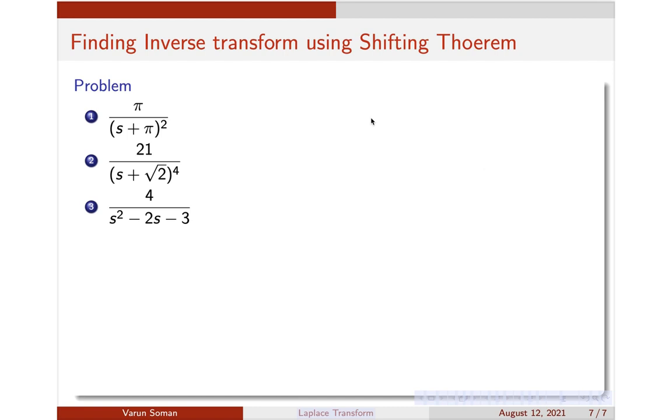Okay, let us do one more question. Suppose I need to find the inverse transform of 4 by s square minus 2s minus 3. One way you already know is that you can factorize the denominator and then use partial fractions. That is one way which you have studied, and that is easier in this case. But I'll try to use the shifting theorem approach also, so that you will have a number of tools in your kitty to solve problems. So suppose I'm going to use the shifting theorem here.